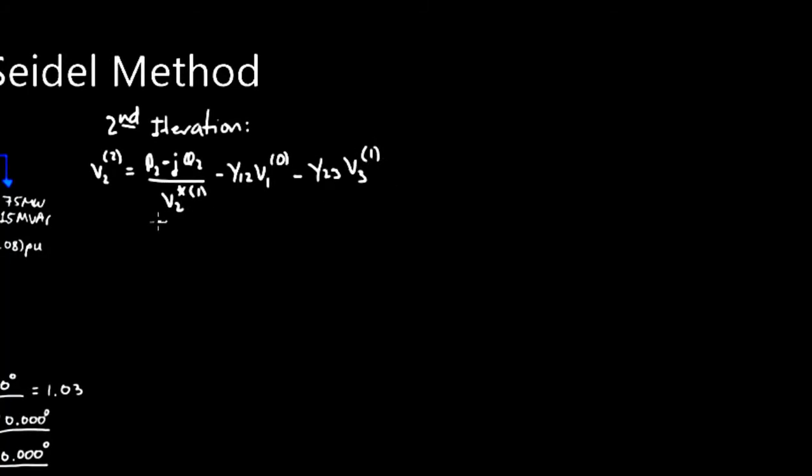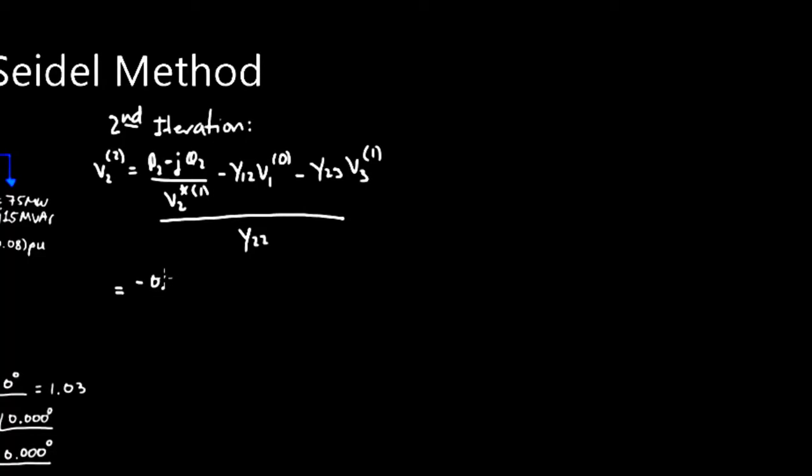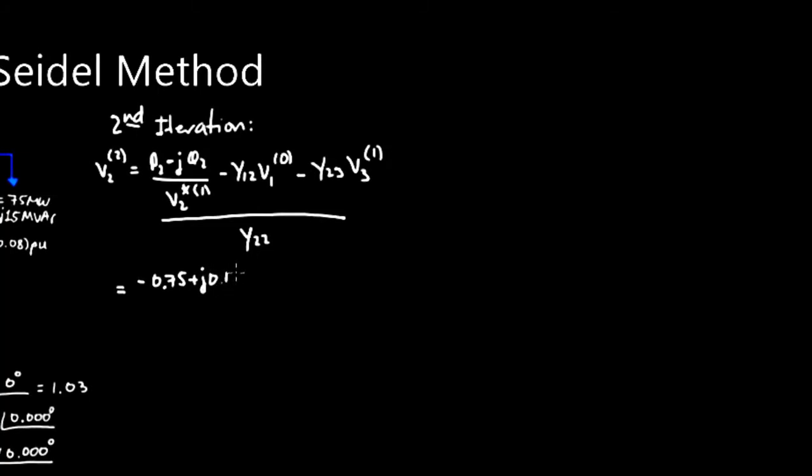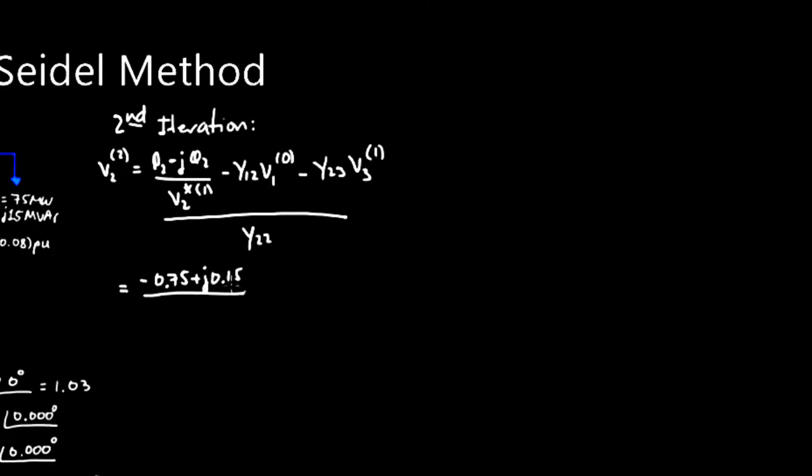And then all of this over Y22. So now let's go ahead and plug in the numbers. We know what the powers are, so that's going to be minus 0.75 plus J0.15. And I'm trying to write it a little bit small here just so that I don't run out of room here on the right. But all of this over now the conjugate of this number over here.